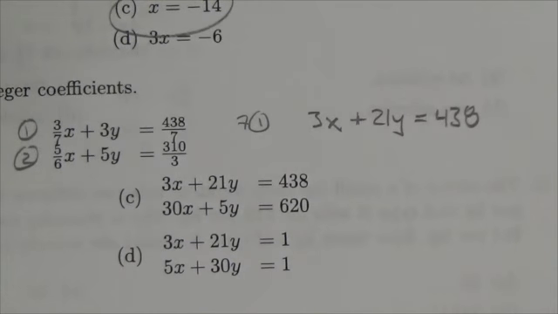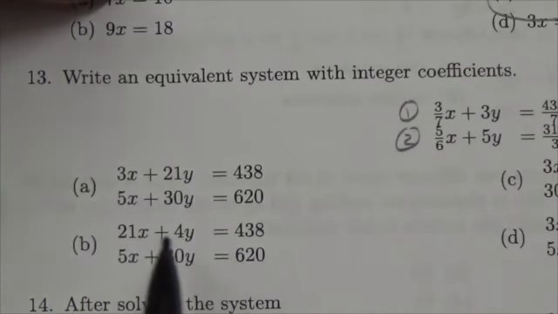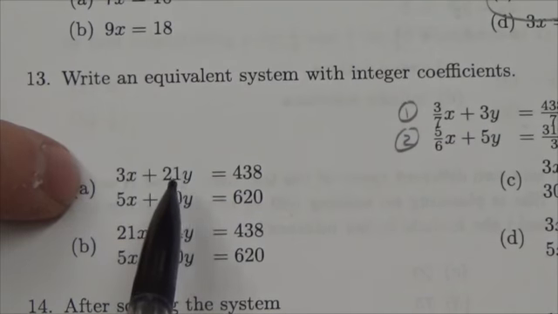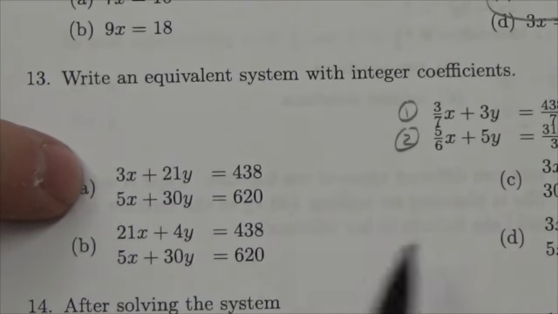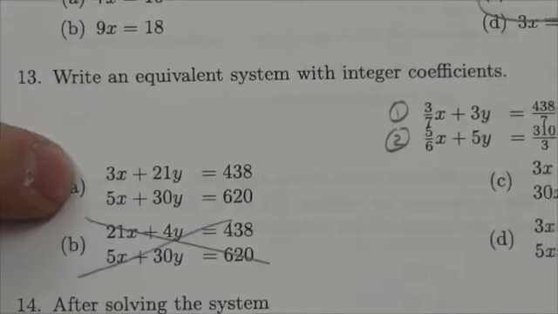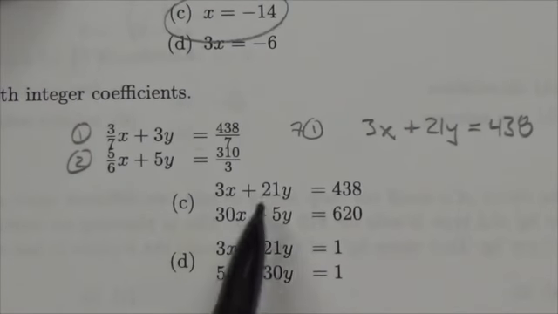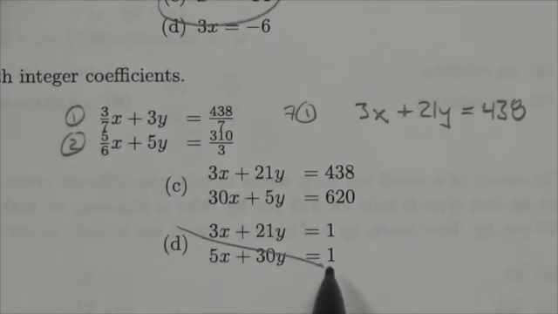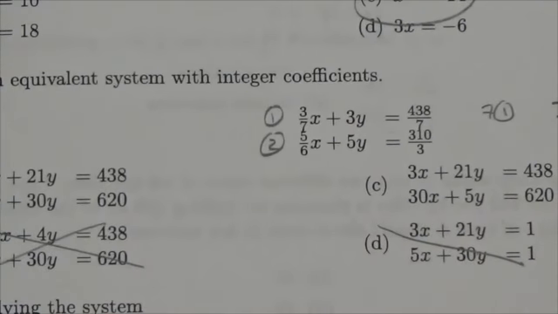Now at this point in time, that might be enough for us to determine which of the following systems it is. Let's take a quick look here. 3x plus 21y is equal to 438, okay, it could be this one. Well, it's not going to be this one right here, because that's backward. 3x plus, well, okay, it could be C. And it's certainly not going to be D. So I don't know whether it's A or C here, so I've got to do a little bit more work.